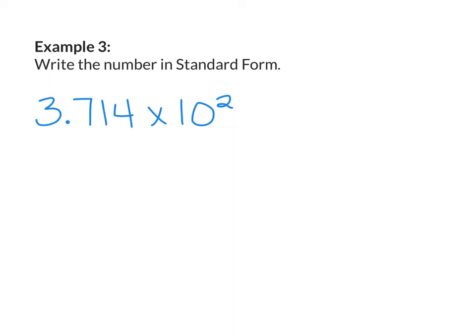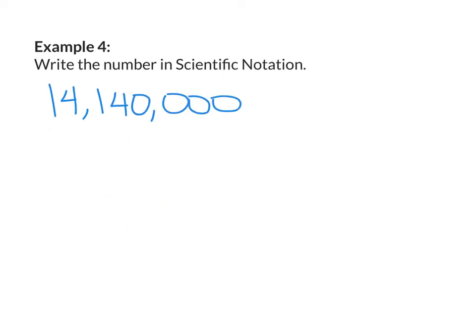Example 3. Write the number in standard form. Since my exponent is positive, I'm going to be moving to the right 2 times. Again, I'm going to start where my decimal is, and I'm going to be moving 2 places to the right. 1, 2. So my new answer is going to be 371 and 4/10.